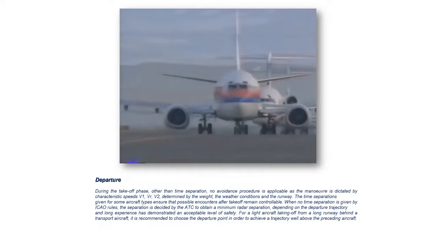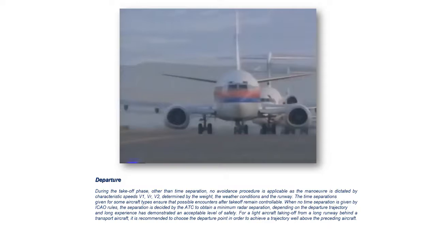Departure. During the takeoff phase, other than time separation, no avoidance procedure is applicable, as the maneuver is dictated by characteristic speeds V1, VR, V2, determined by the weight, the weather conditions and the runway. The time separations given for some aircraft types ensure that possible encounters after takeoff remain controllable.